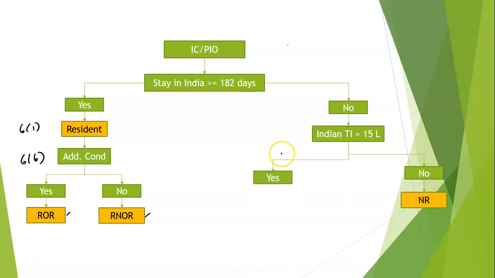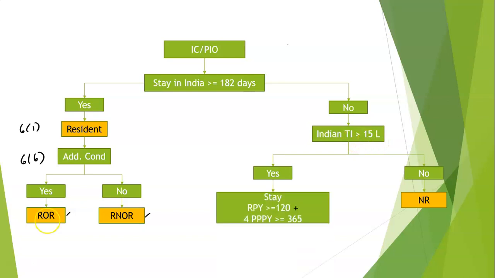Now, if the assessee's total income from India exceeds 15 lakhs, what should we check? We should verify that the assessee's period of stay for the relevant previous year is equal to or more than 120 days, and along with that, for the 4 preceding previous years, the assessee's period of stay is 365 days or more. So if the assessee satisfies these 2 conditions, that is, 120 days or more in the relevant previous year and 365 days or more in the 4 preceding previous years, then the assessee shall be a resident but not ordinarily resident.